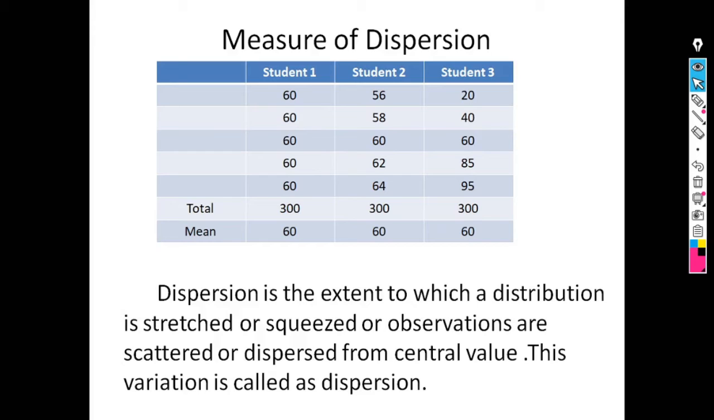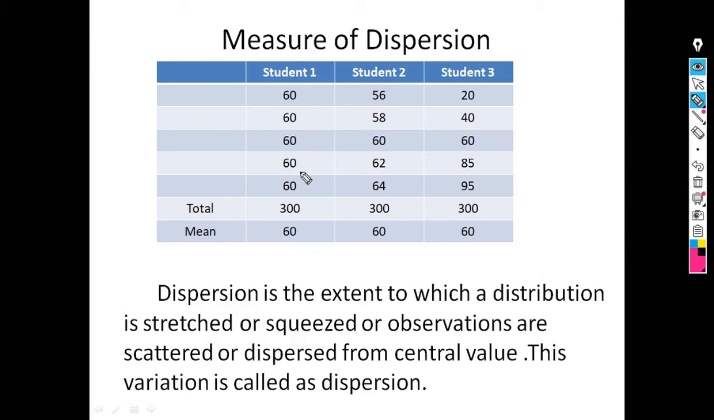There may be 2 or more distributions having the same central value, but the distributions may differ from each other in a number of ways. For example, suppose we are given the data of 3 students, that is marks of the 3 students. If we calculate the mean of these 3 students, the mean is the same for all 3 students. So from this mean or central value we can conclude that the IQ of the first student is the same as the IQ of the second student and the third student. Means IQ level of all three students is the same.